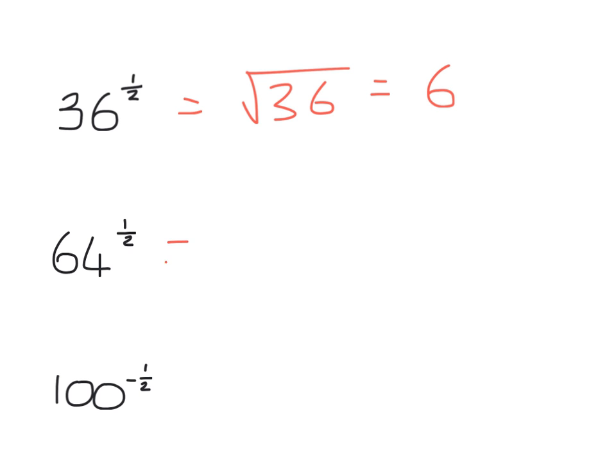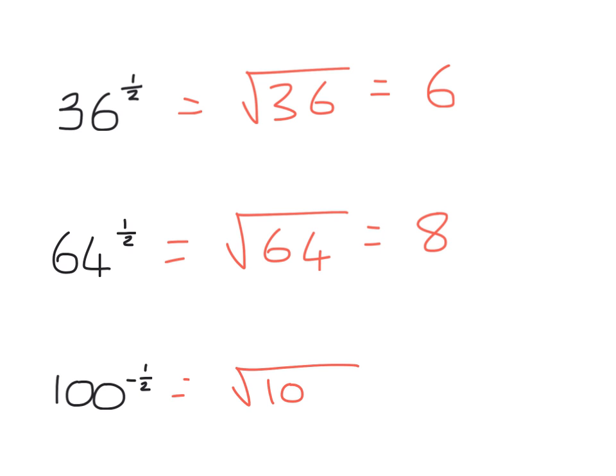On this next one, we've got 64 to the power of a half. So that means we're finding the square root of 64. And that is 8. Finally, we're looking for the square root of 100. However, you'll notice there's a minus sign in there, and we know that if we've got a negative, it gives us a fraction, so it's 1 over the square root of 100, which gives us 1 over 10.